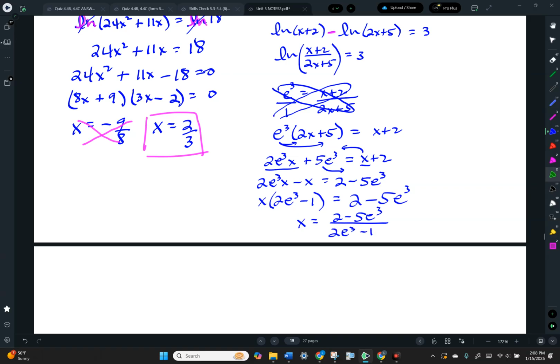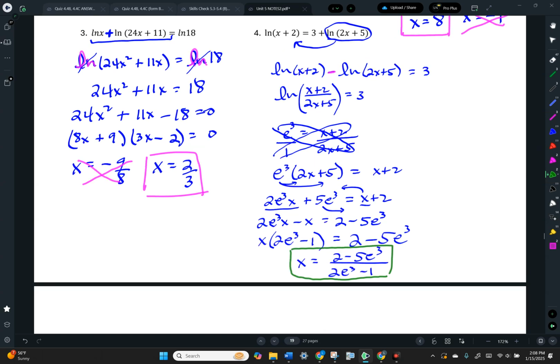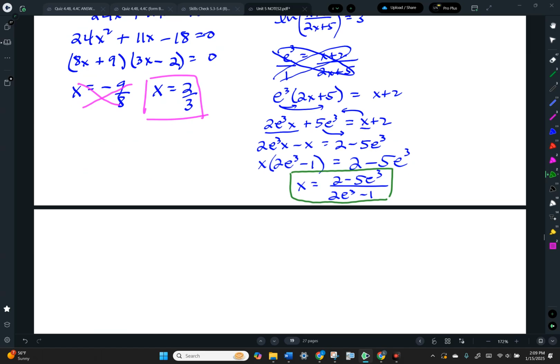Again, I know it's an ugly answer, but I've got the x by itself and everything else is on the other side. Okay, so those are the different kinds of things that can happen in solving log equations.